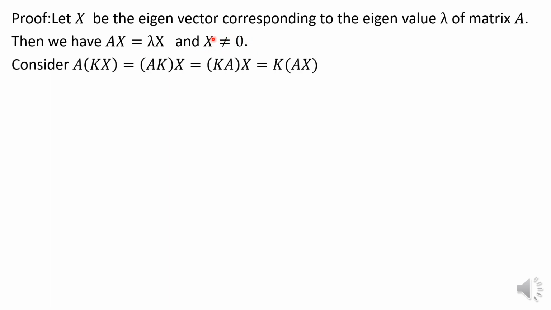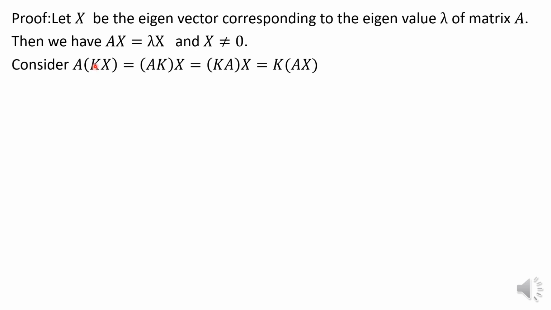Next, consider this one. Consider A into kx. This is the step you should remember while proving this property. Here A is the given matrix, k is a non-zero scalar, remember, k is not a matrix, it is a scalar, a number, and x is a non-zero column vector, x not equal to 0. A is a matrix here, x is a matrix here, k is not a matrix, k is a scalar.